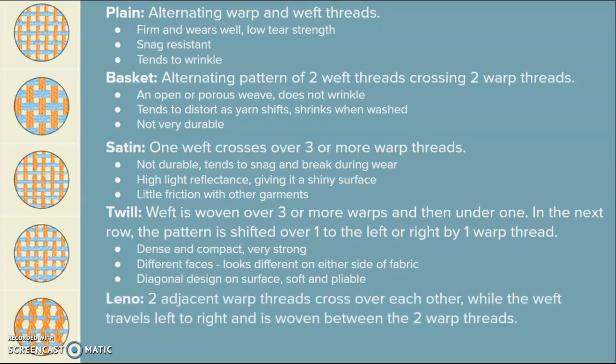The lino is much different than any of the other weave patterns we've looked at. So this consists of two adjacent warp threads that cross over each other, while the weft travels left to right and is woven between the two warp threads. It is an open weave and is easily distorted with wear and washing, and it stretches in one direction only.